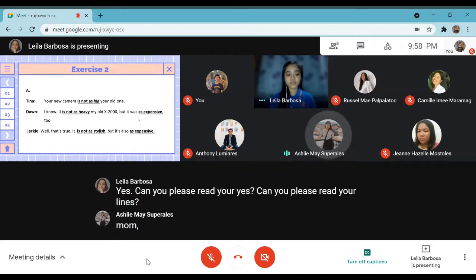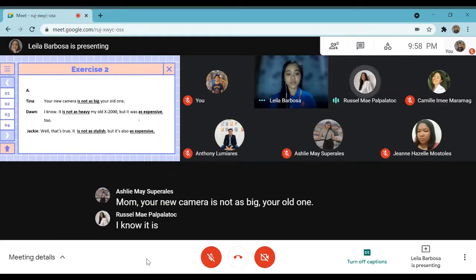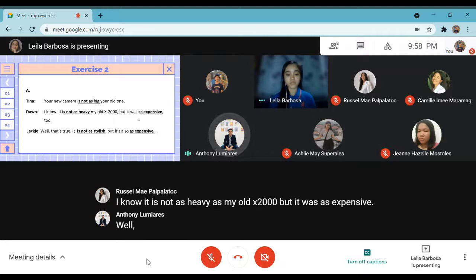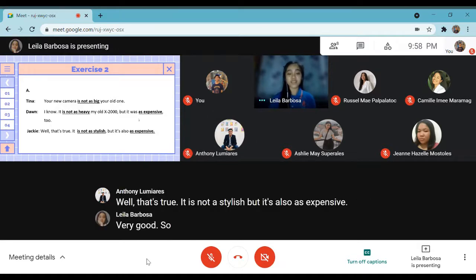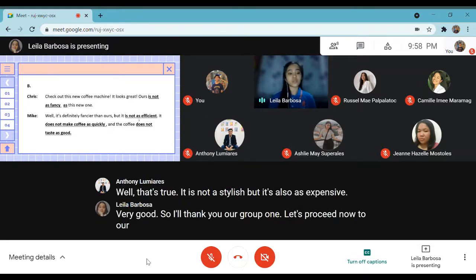Your new camera is not as big your old one. I know it is not as heavy as my old X2000, but it was as expensive too. Well, that's true. It is not as stylish, but it's also as expensive. Very good. So thank you, Group One. Let's proceed now to our letter B.